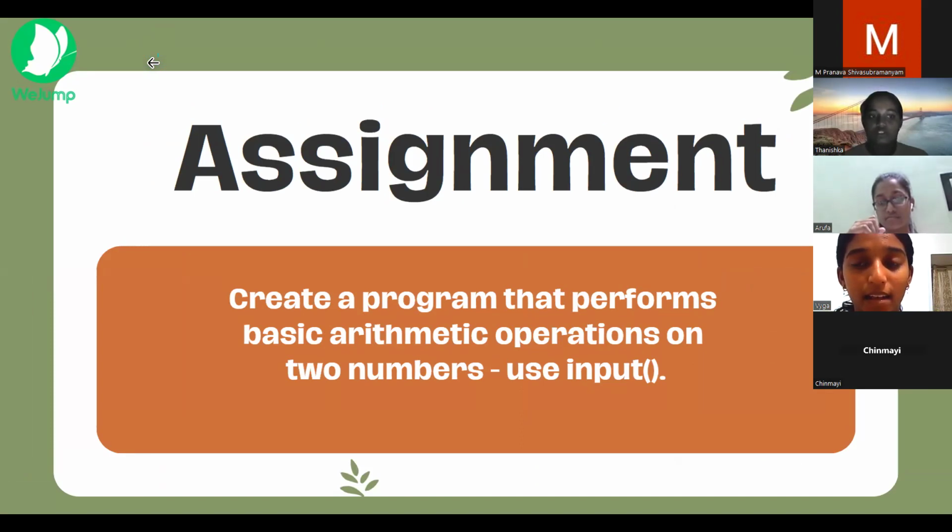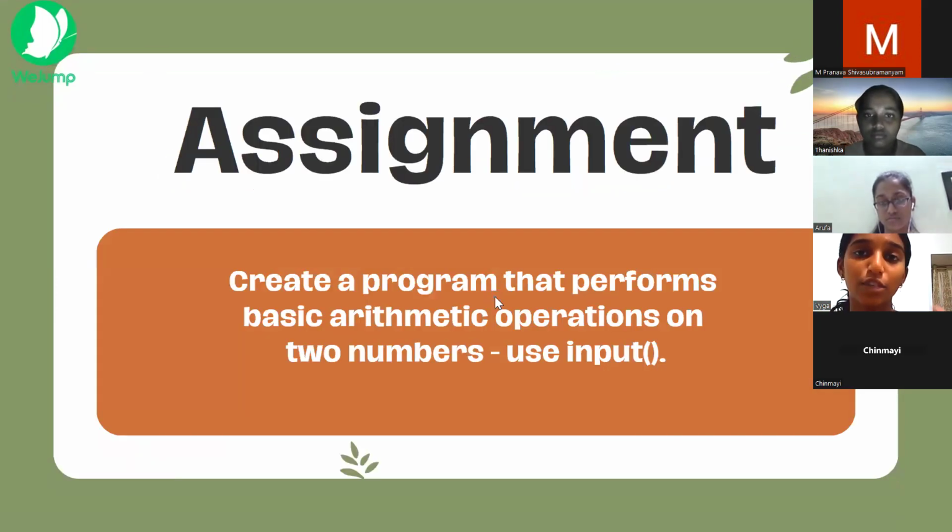Yeah, please go on. Okay, so everyone, today you mainly learned about integers and strings, right? So based on that, you have a small assignment. The assignment is nothing but you have to create a program that performs, so you can see on the screen, a basic arithmetic operation with 2 numbers, and you also have to use an input. For example, there should be a small calculation, like 1 plus 2 is 3, a small calculation, and that also includes an input.